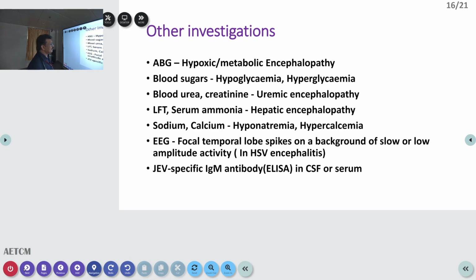EEG is one investigation which will tell you where is the focus for the seizure. In a focal temporal lobe, spikes on a background of slow or low amplitude activity, general low or slow amplitude, only temporal lobe activity spikes are there, then it indicates HSV encephalitis. Then Japanese encephalitis, you can look for the ELISA test.